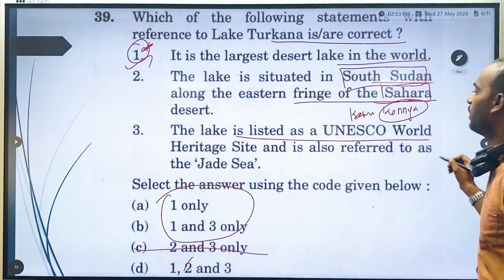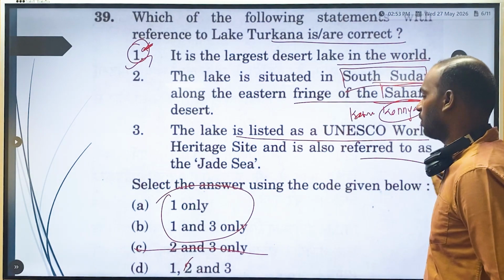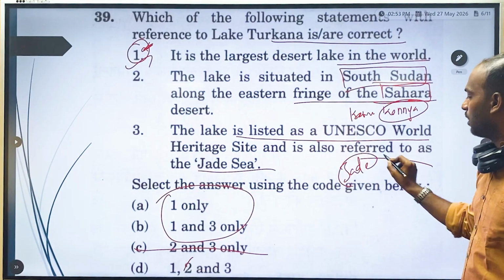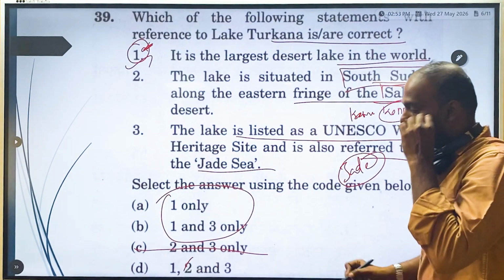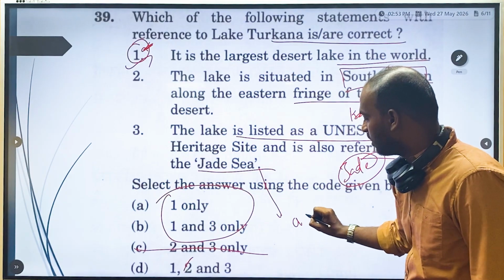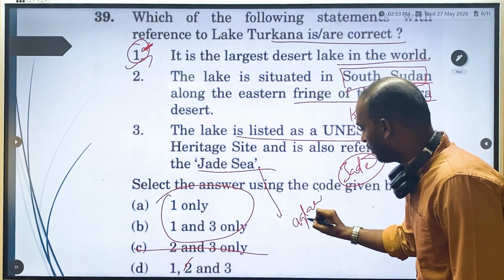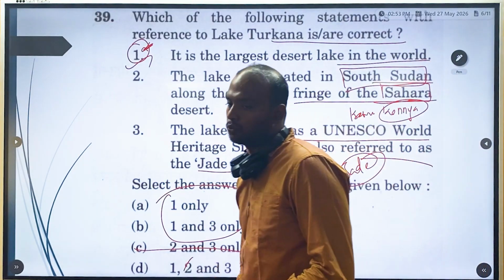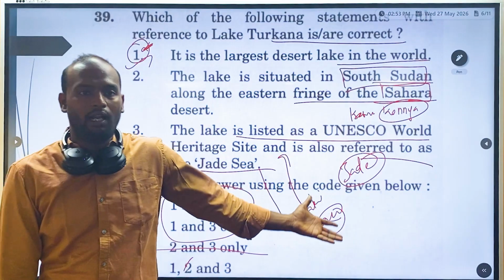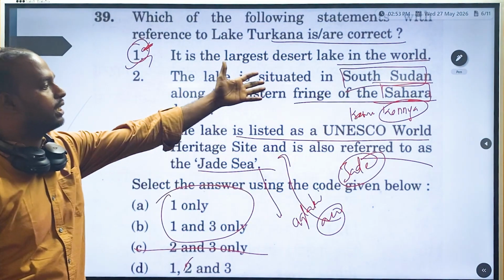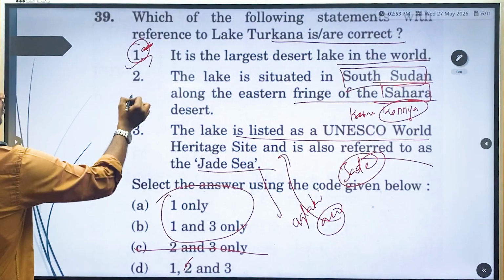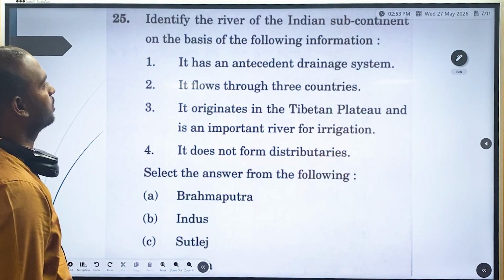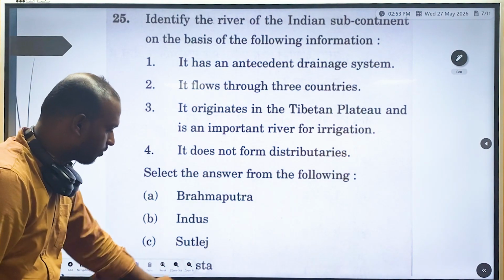The lake is listed in UNESCO's World Heritage Sites and it is also referred to as the Jade Sea. The name Jade Sea comes from the strange algal activity happening in the lake. So this was in the news because of the strange algal activity, and it is in Kenya. So statement 2 is wrong, 1 and 3 are correct.